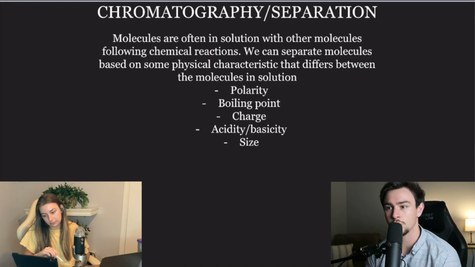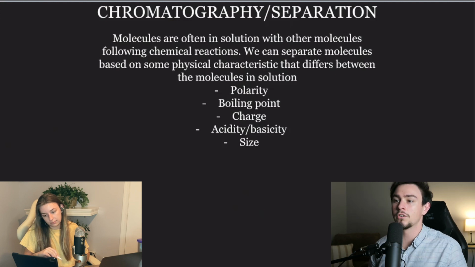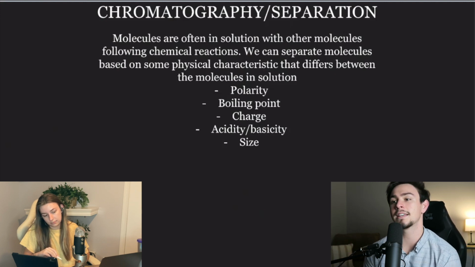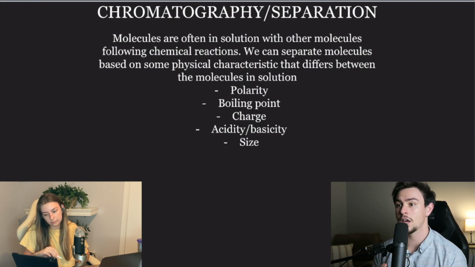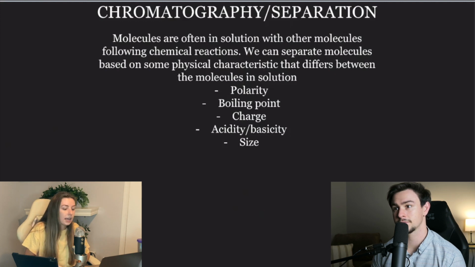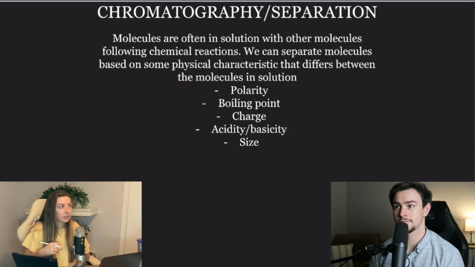Whenever we're talking about chromatography, it says molecules are often in solution with other molecules following chemical reactions. We can separate these molecules based on some physical characteristics that differ between the molecules in solution. So what this is saying is that in chromatography as a whole, we're just taking advantage of the fact that molecules that have similar physical capabilities and similar physical capacities are going to stick together. And so we can separate them based off of that.